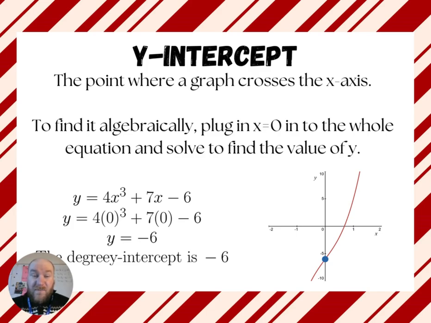The y-intercept is the point where a graph crosses the y-axis. So graphically, you just find where it hits the y-axis, and that's your answer. To find it algebraically, you change all the x's in the problem to 0, and then you solve for y. So in this example here, we see that the y-intercept is negative 6. And to find that algebraically, I just change all the x's to 0, and I end up with y is negative 6.